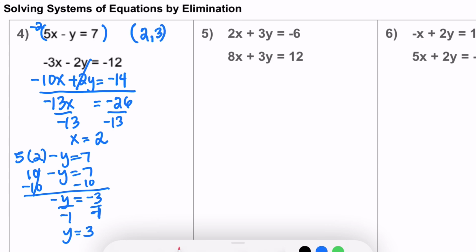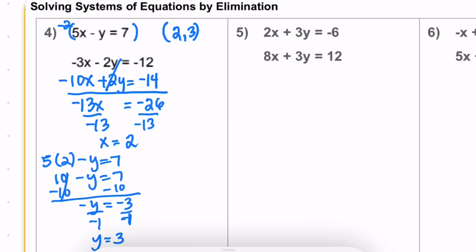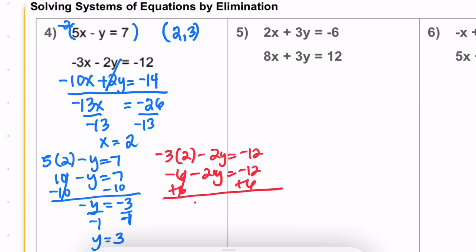Let's do our check over here. All right, so we do negative 3 times 2 minus 2y is equal to negative 12. This is negative 6 minus 2y equals negative 12. Add 6 to both sides. You get negative 2y is equal to negative 6. Divide both sides by negative 2. Y is equal to 3. Check, check, check. We're doing good. Let's move to number 5.